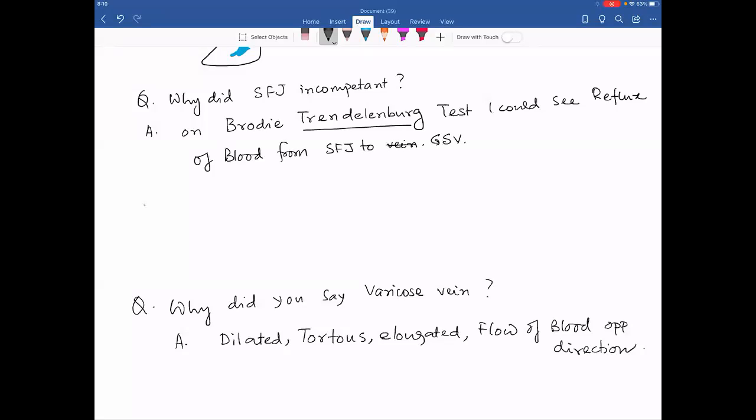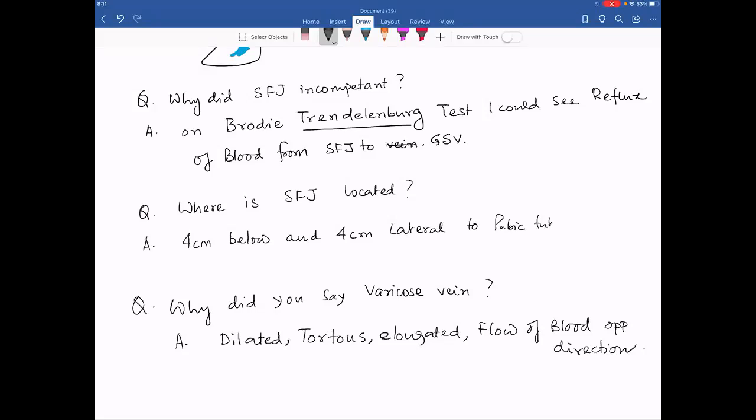Next question. Where is SFJ located? Answer: 4 centimeter below and 4 centimeter lateral to pubic tubercle. Pubic tubercle. Very good.